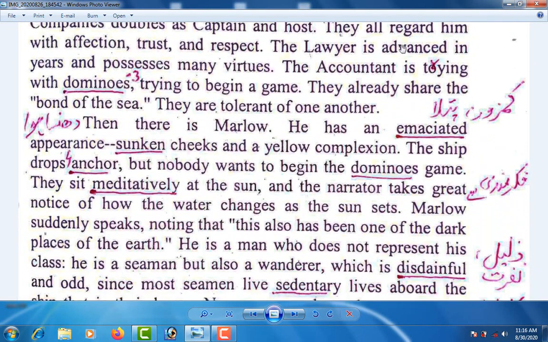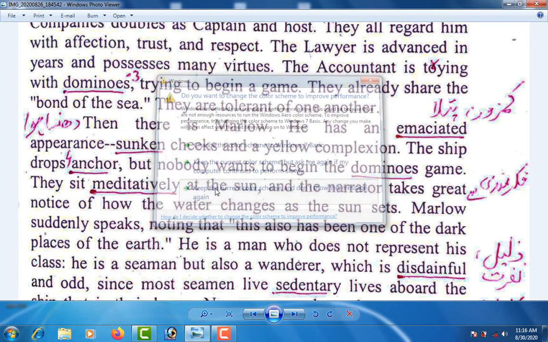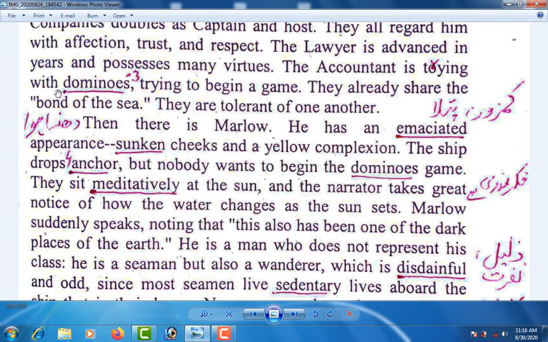The accountant is trying with dominoes, trying to begin a game. They already share the bond of the sea. They are tolerant of one another. Then there is Marlow. He has an emaciated appearance, sunken cheeks, and a yellow complexion.